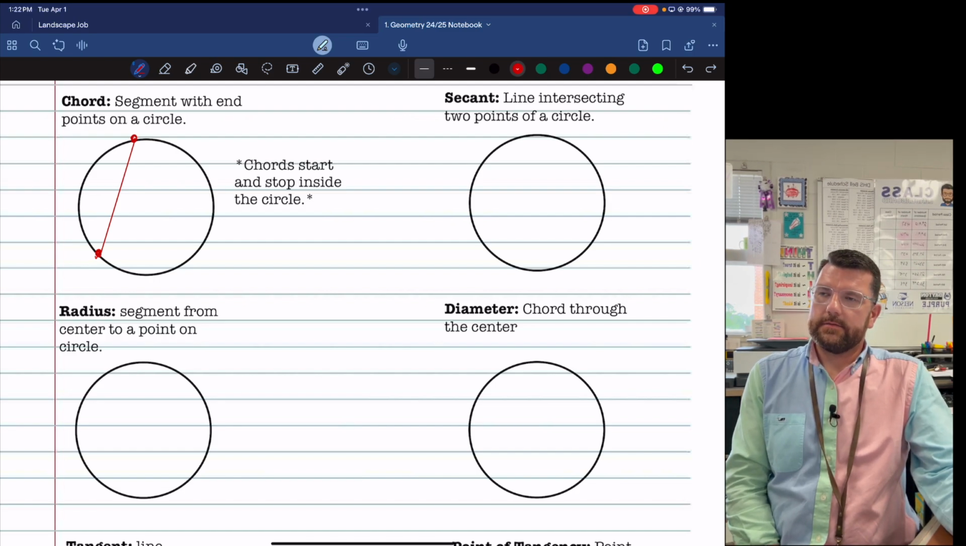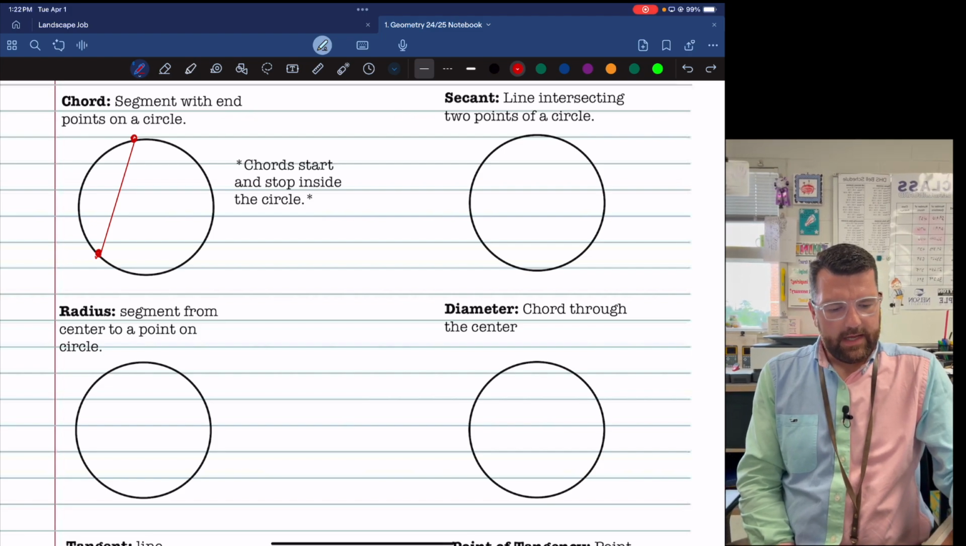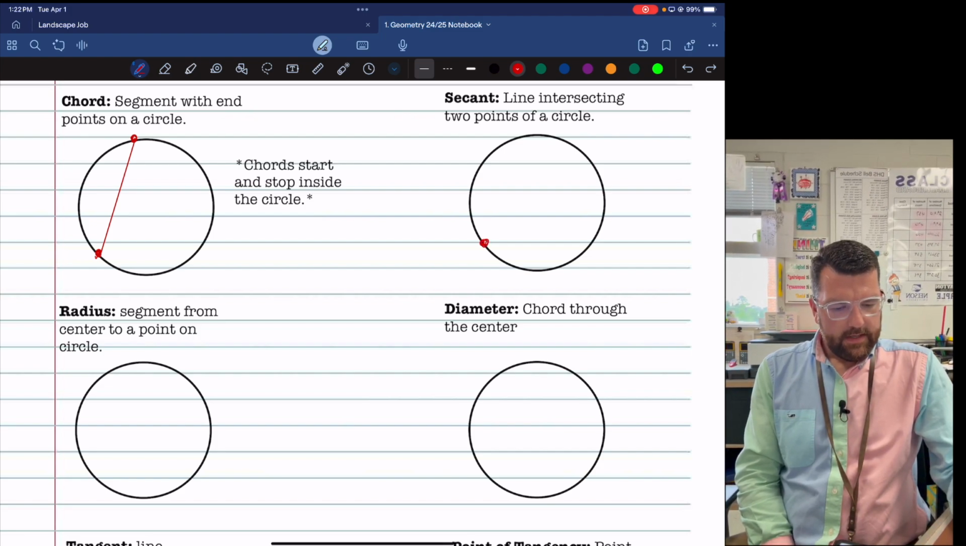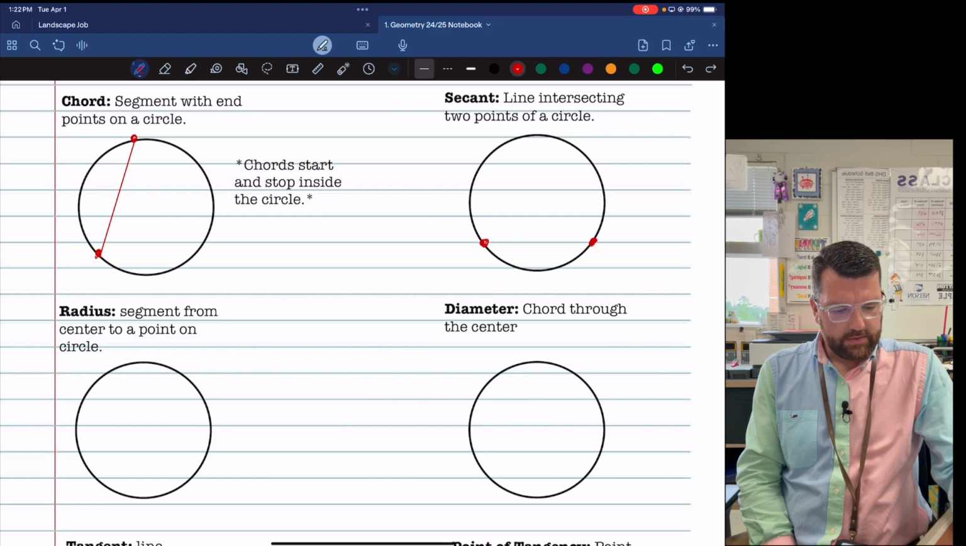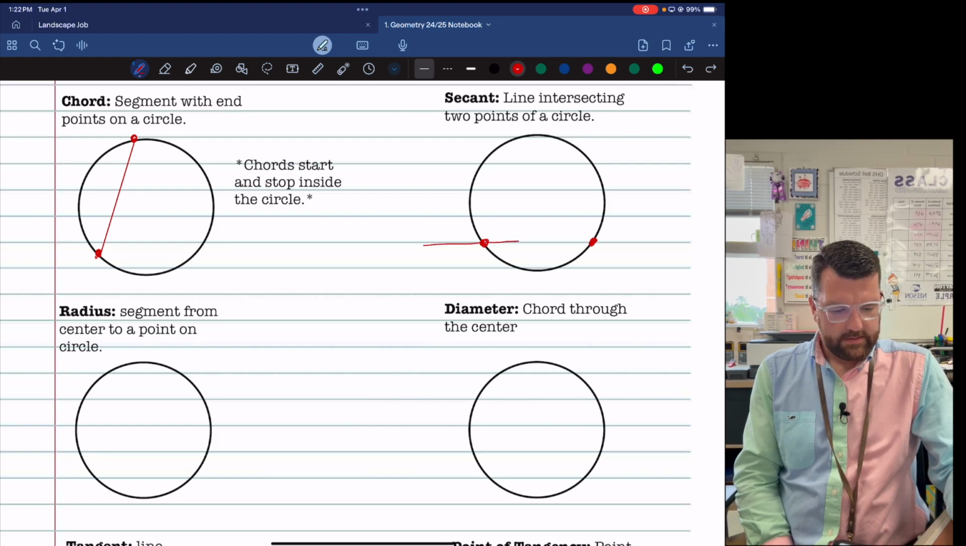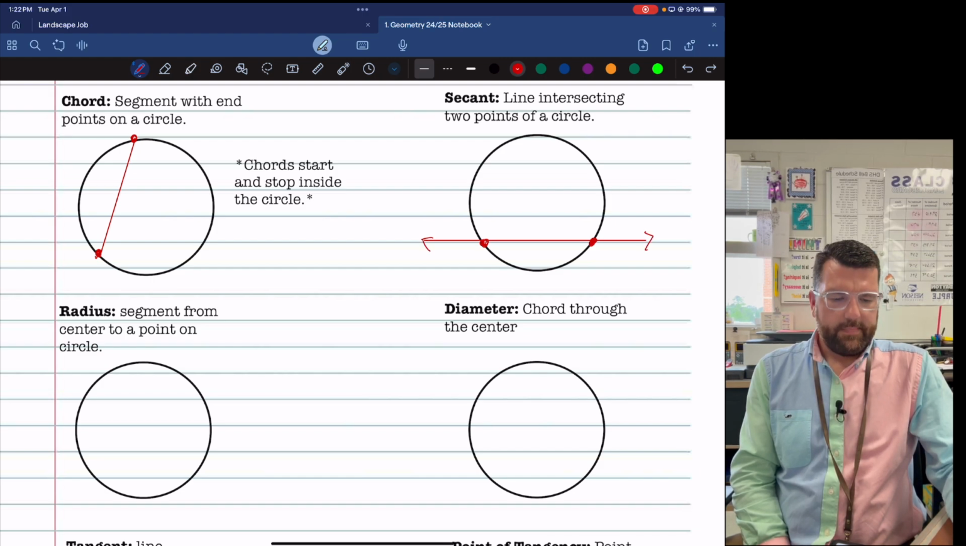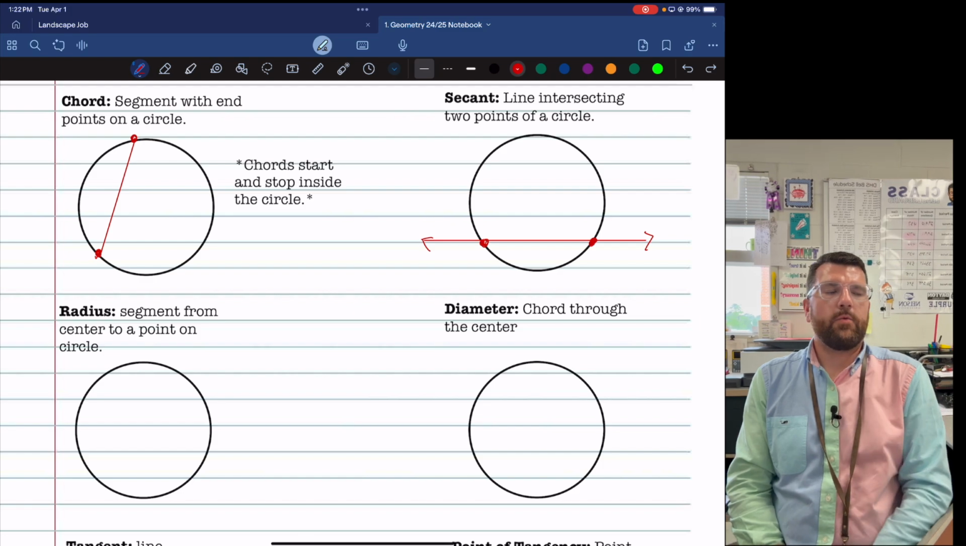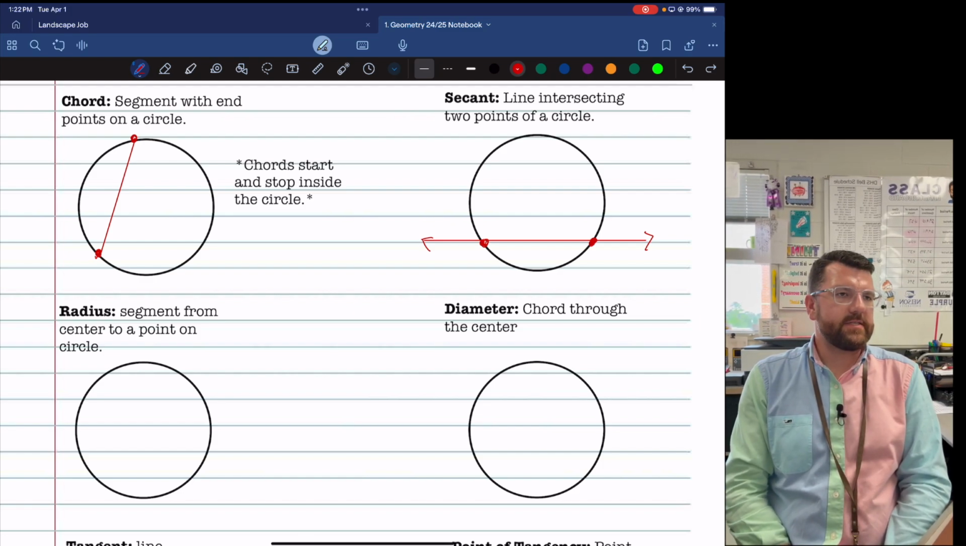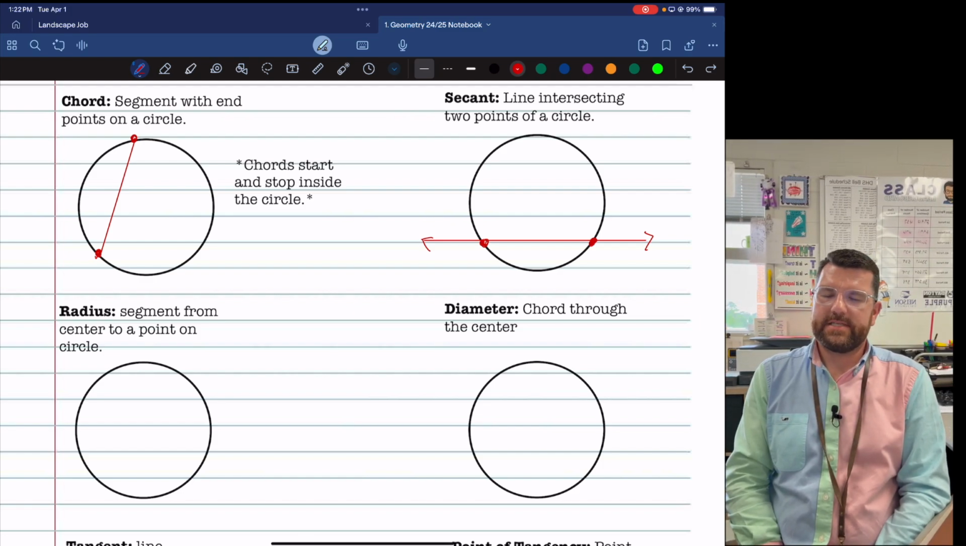A secant is a line that passes through the circle at 2 points. Passes through the circle. Doesn't matter where at through the circle, it just passes through it at 2 specific points.